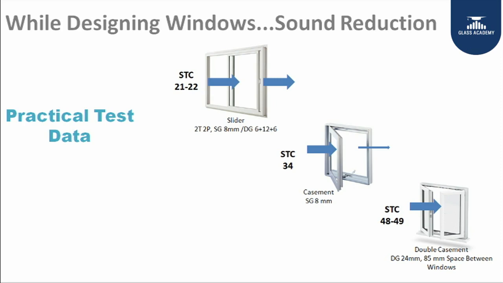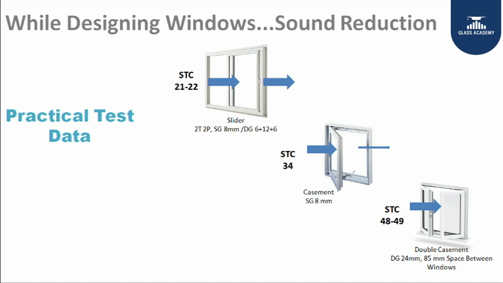To give you an analogy, a brick wall typically will have an STC of 50, which means the slider windows are almost half that of a wall. That means it is a weak point from where the sound can come into your house. But the moment you move into a casement window, which is openable with multi-point locking and double sealing, the STC goes up to 34, and therefore it is at least, I would say, one third poorer than the wall, but at least it is much better than the slider.